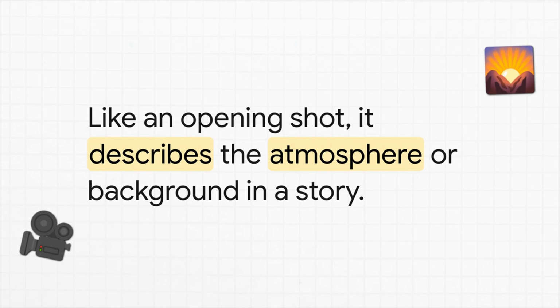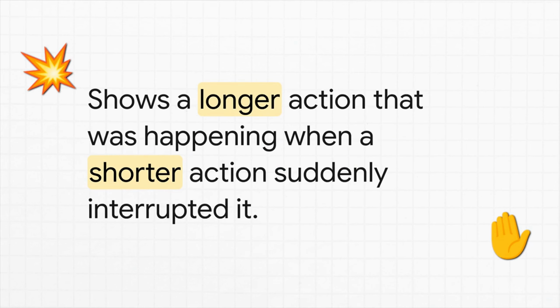All right, this first use is exactly what we did at the very beginning. It was raining heavily. This is your opening shot in a movie. It tells the audience what was already going on in the background before the main event happens. It creates the whole world of your story. Now this is where things get really dynamic. The past continuous is perfect for describing a background action that was just cruising along until, bam, something else happened and cut it short. It's all about that interruption.